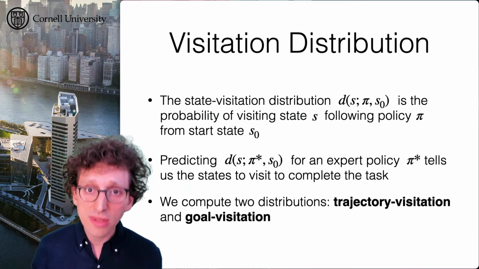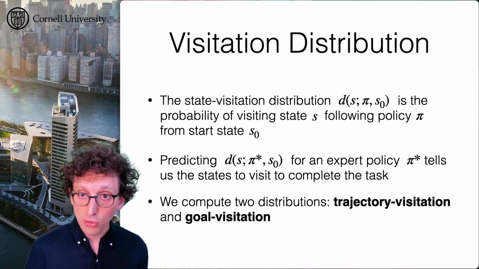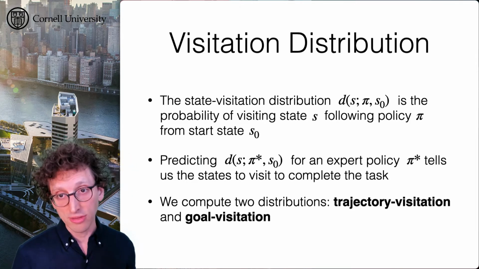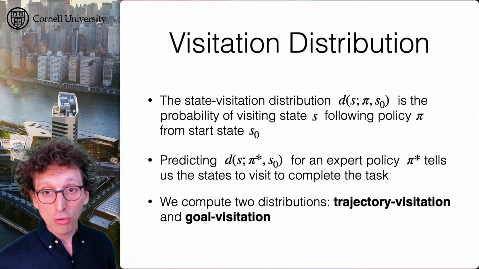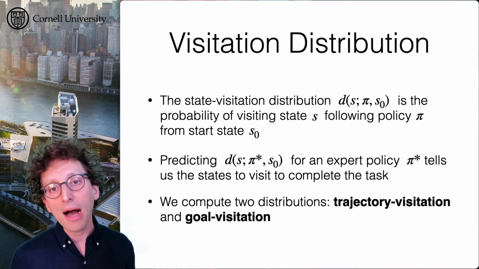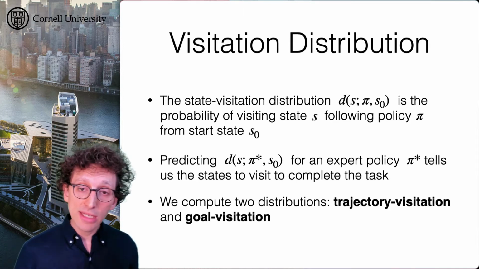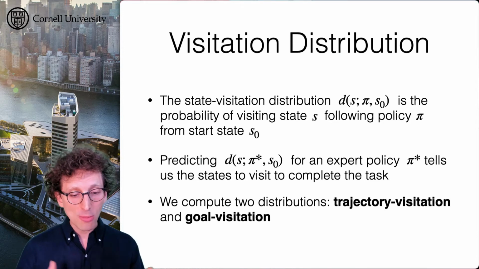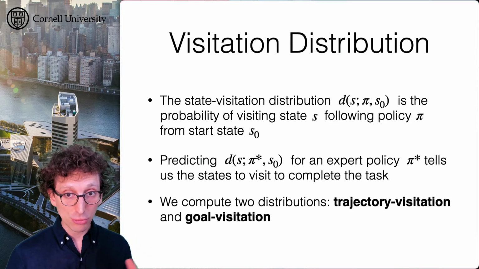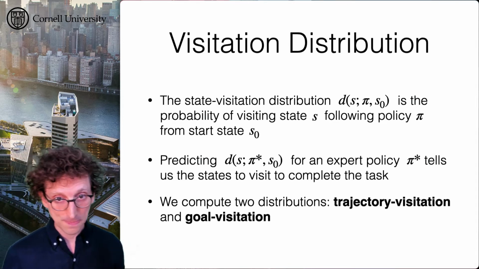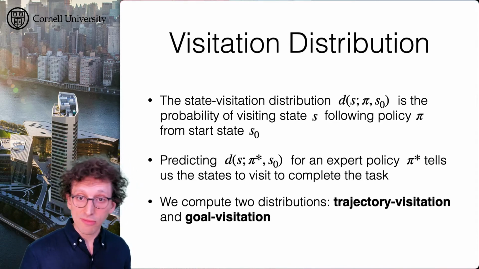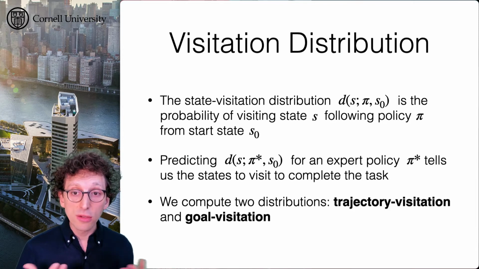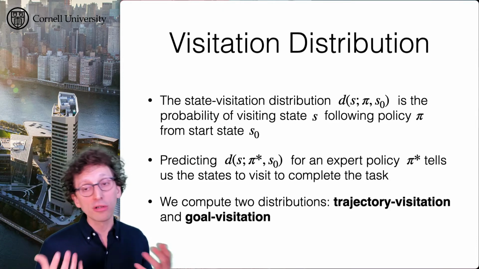So what are these visitation distributions? A state visitation distribution, D, is a distribution over states in the environment, or in our case, positions, that is conditioned on a policy pi and a start state S0. Basically, following a specific policy and starting at a specific state S0, what's the probability you're going to visit each of the states? So predicting this visitation distribution D for an expert policy pi star tells us the states to visit to complete the task given this Oracle expert policy.